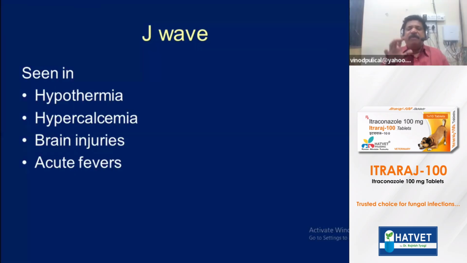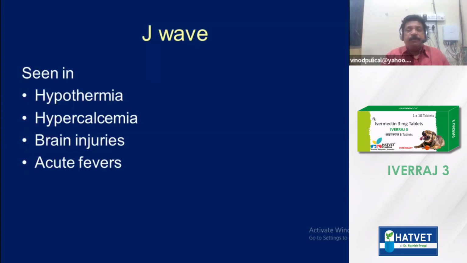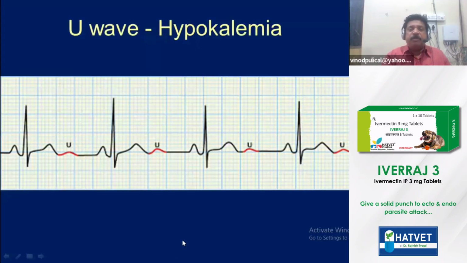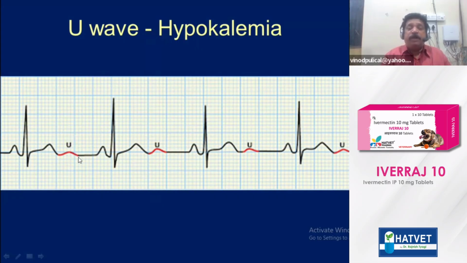If a J wave is found in any animal, it is seen in hypothermia, hypercalcemia, brain injuries, and acute fevers. Then in most ECG patterns you can see the U wave. If the U wave is so prominent, it indicates hypokalemia. Mostly a small U wave can be found, and the U wave is generally seen in between.